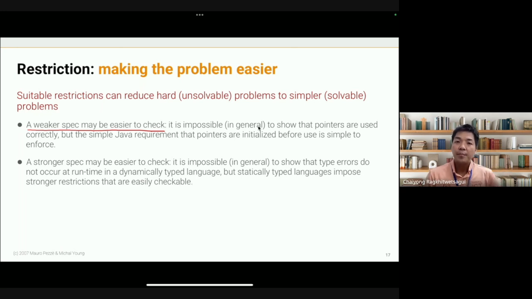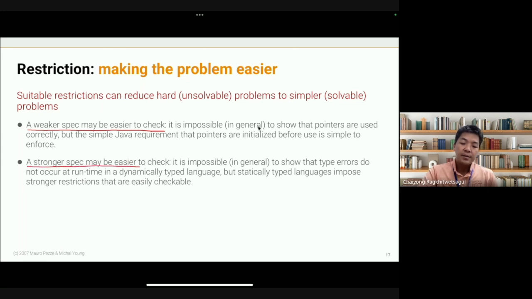The newer programming languages like Java and Python don't use pointers anymore. So you weaken the spec. You make sure that the pointers are initialized every single time before they are used. Then the problem is easier, and we have fewer problems with the pointers in newer programming languages.